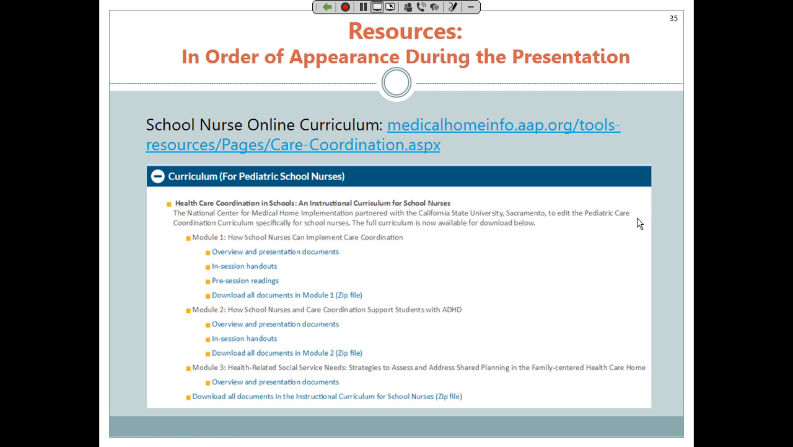Also, both Dr. Baker and Jody spoke about the online curriculum that is available. This is a wonderful resource. It's very broken down, and what you see on the screen is exactly what it looks like. You can click on one module, you can click on two, you can download the whole thing. You can break it into pieces for a training or a learning session or a grand rounds. So I encourage you to take a look at that.